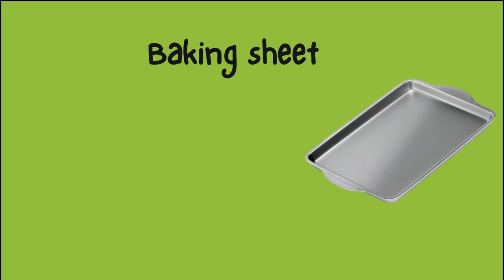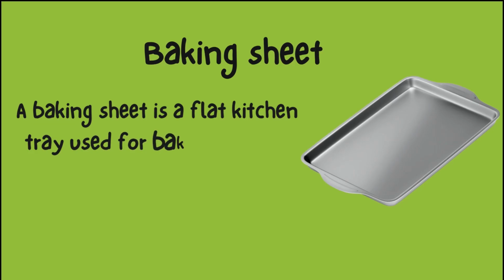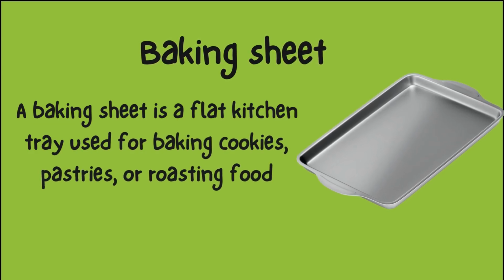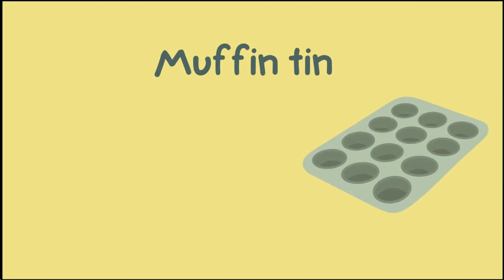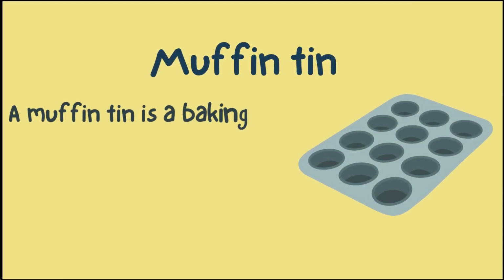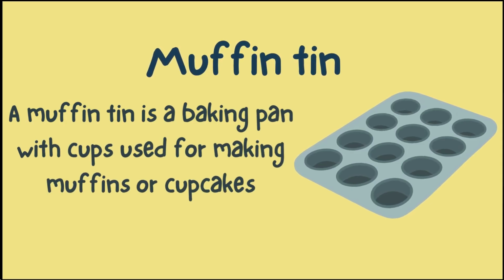Baking sheet. A baking sheet is a flat kitchen tray used for baking cookies, pastries, or roasting food. Muffin tin. A muffin tin is a baking pan with cups used for making muffins or cupcakes.